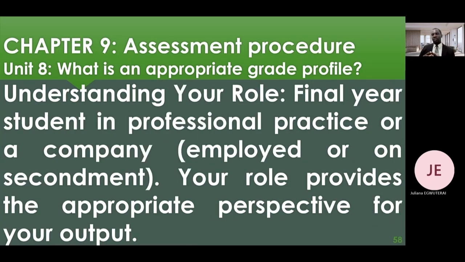So understand your role. Typically, you are either a final year student in professional practice, or a company employee, or on secondment as maybe an audit trainee. So you see in most of the cases, they say you are a professional student of the ICAN writing the professional paper case study. So that's your role. You wear the hat of a professional student doing IT or learning under a practice firm. So your role provides the appropriate perspective for what you will write, and that provides your output and your report. So please understand your role and take up that role in the exam.